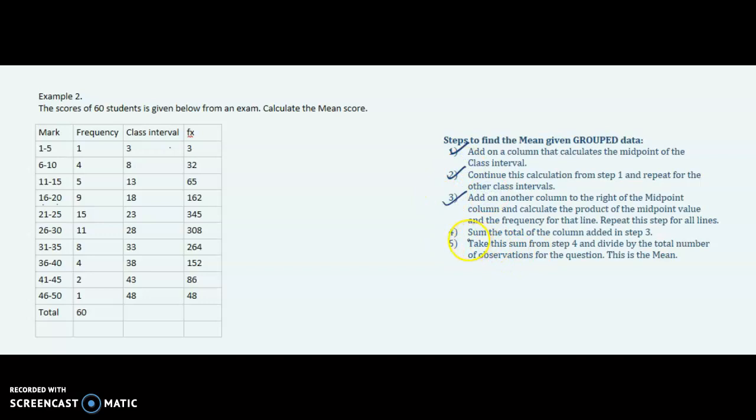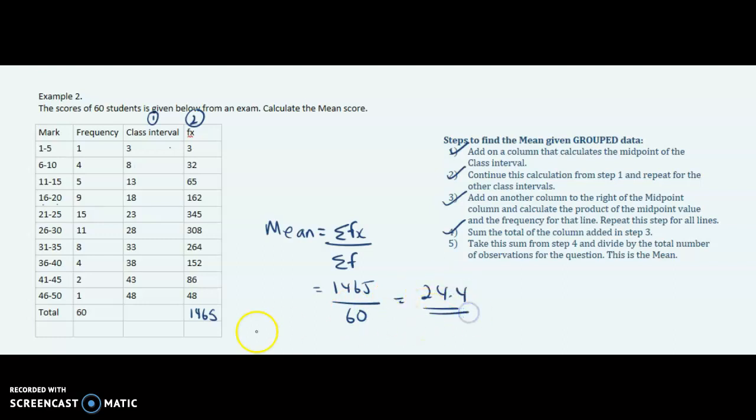Now I'm on to the summing of the second column that I added on, right? So this is the first column I added on, the second column I added on. So once I sum this up now, I'm going to get 1465 here. So then that means that my mean is going to be the summation of f of x over the summation of f, which is 1465 over how many people were there? 60. So then everyone, my mean for this question is 24.4.